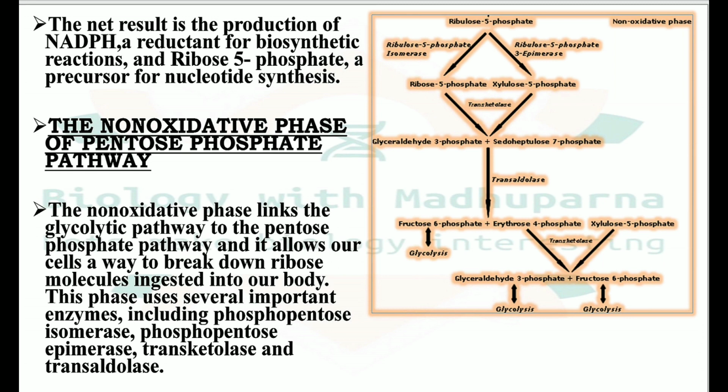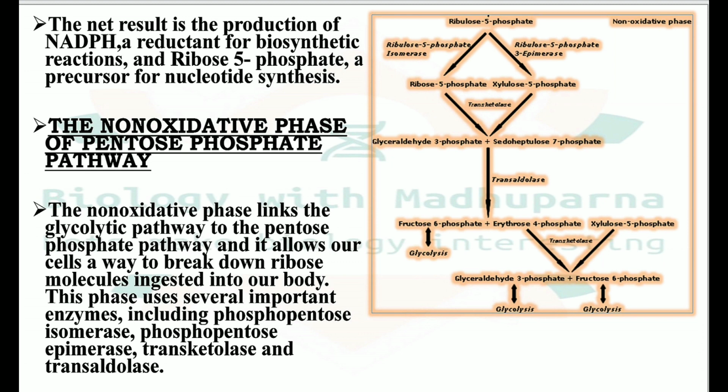Next we will look into the non-oxidative phase of the pentose phosphate pathway. So before going into the reactions, we will look into some important points about this. The non-oxidative phase links the glycolytic pathway to the pentose phosphate pathway, and it allows our cells a way to break down ribose molecules ingested into our body.